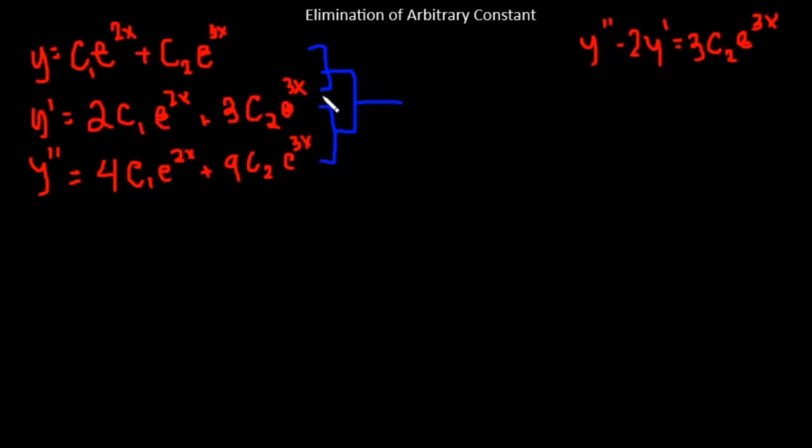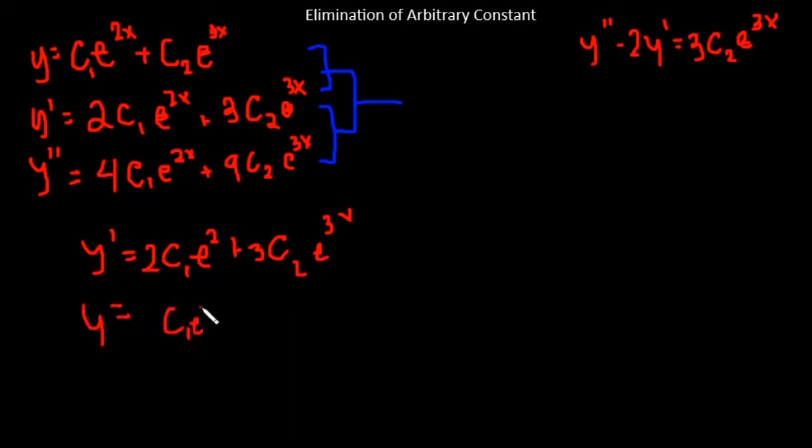Tapos na tayo dito. So, dito naman. So, sulat natin yung y prime equals 2 c sub 1 e to the 2x plus 3c2 e raised to 3x. So, saan natin ma-minus? Dito naman sa y. So, y is equals to c1 e to the 2x plus c2 e to the 3x.